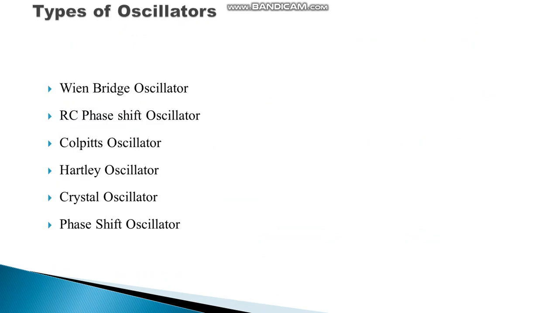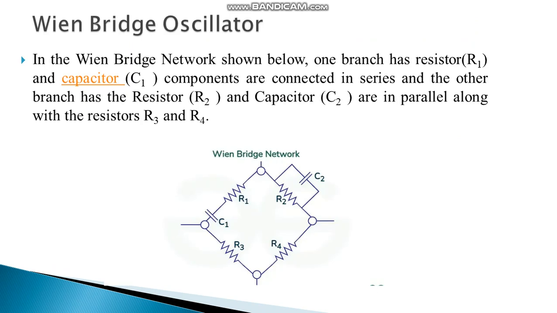Let us see the types of oscillator: Wien bridge oscillator, RC phase shift oscillator, Colpitts oscillator, Hartley oscillator and crystal oscillator. So what is a Wien bridge oscillator?